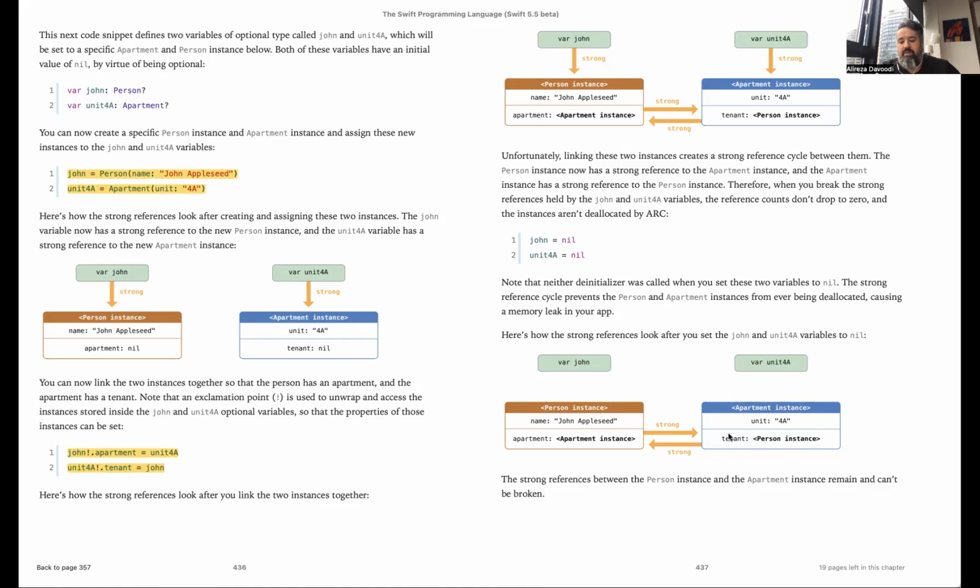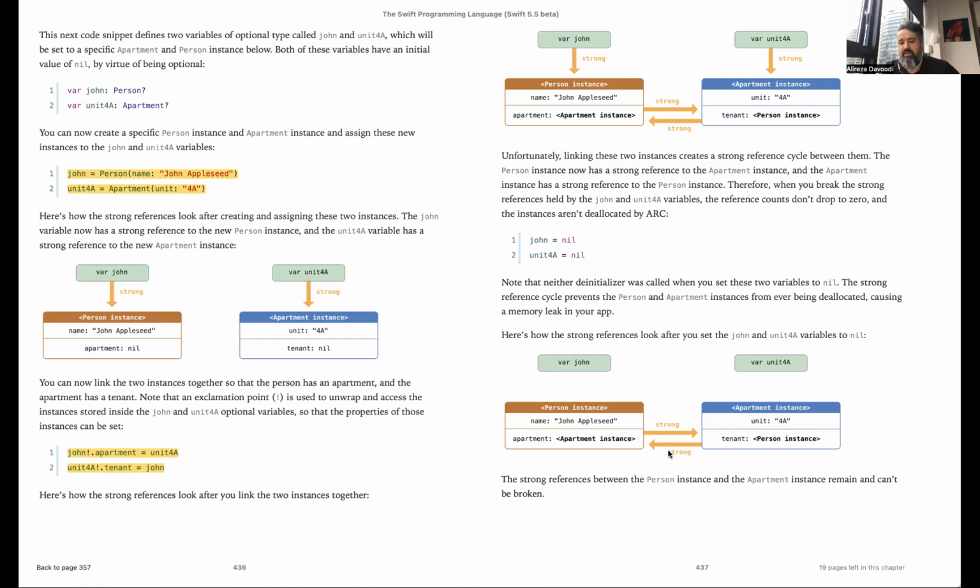So the reference count for the Apartment is now 1, and the reference count for the Person instance is also 1. But because you have already set john and unit4A equal to nil, you have no access to these 2 instances anymore. There's no way for you to get to these 2 properties. So these two locations in the memory are not going to be freed up. They are not going to be released, because the reference count to them is 1, and there is no way that it could be set to 0.